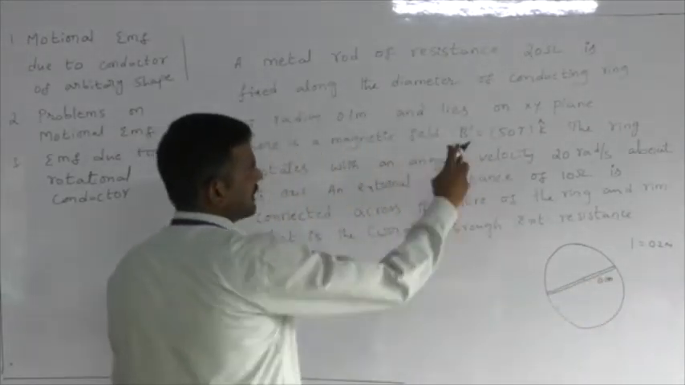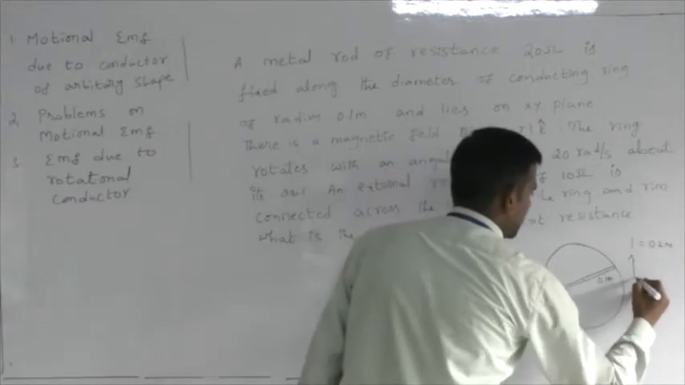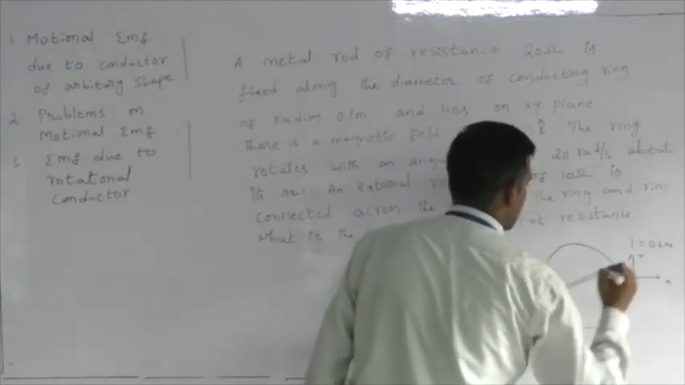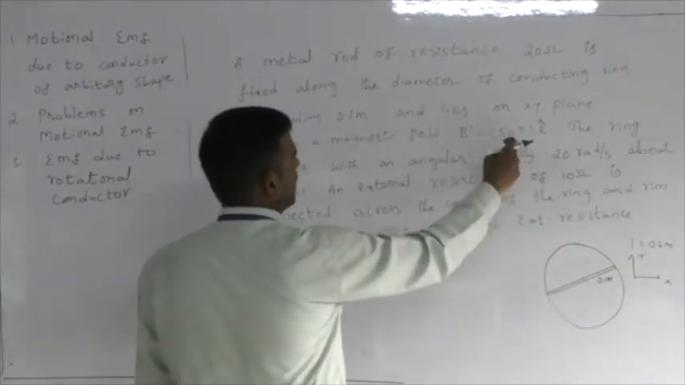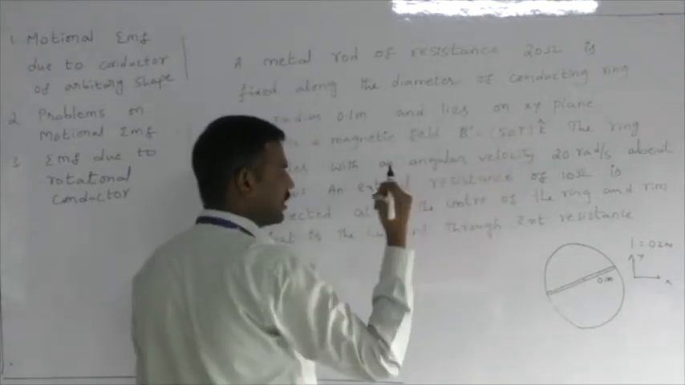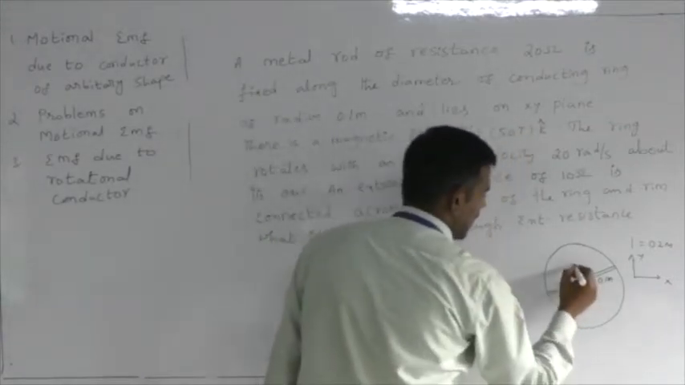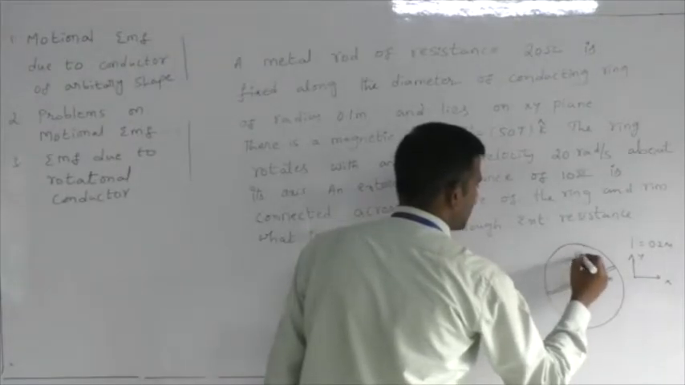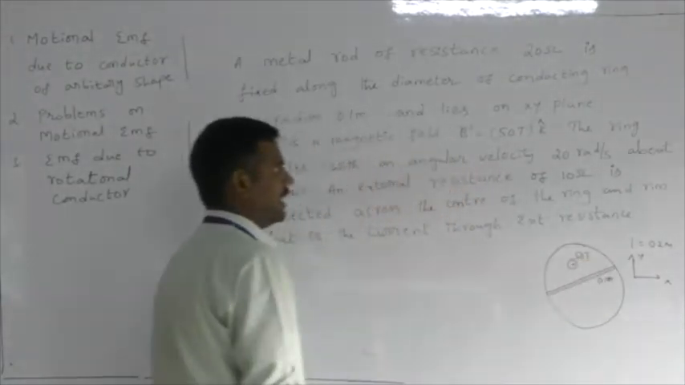Now it is kept in the xy plane, hence I can keep it like this. This is kept in the xy plane. A magnetic field of 50 Tesla is acting along the positive z axis. That means here I have a magnetic field of 50 Tesla whose direction is out of the plane of the board.